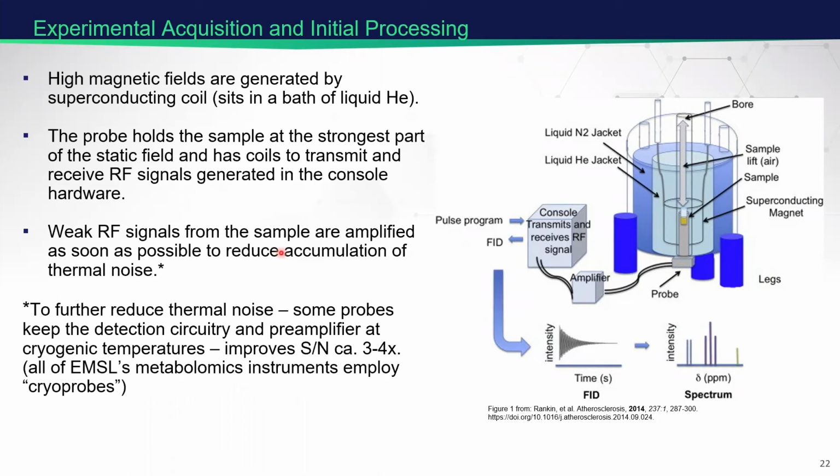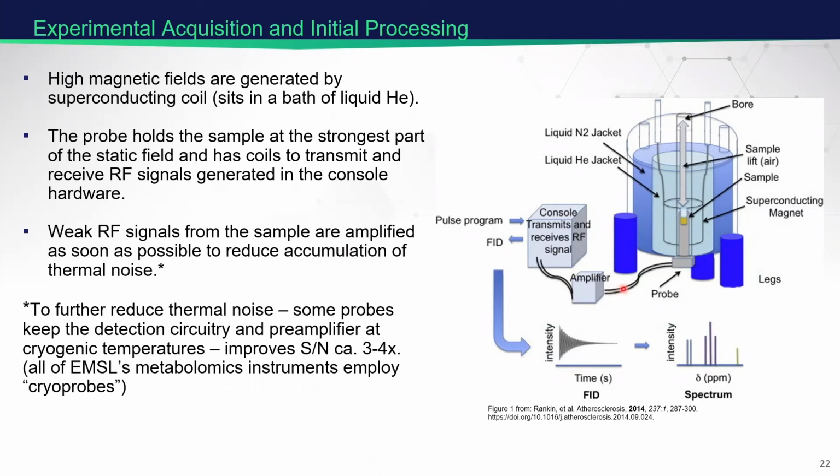Now the probe that the sample goes in is usually inserted in the bore of the magnet, and it holds the sample at the strongest part of the static field. And it has coils to transmit and receive the radio frequency signals that are generated in the hardware over here. Now, the signals that we're reading back from the sample are extremely weak, so they have to be amplified. And you want to do that before thermal noise can accumulate, so you're not amplifying that too. And so the amplifier is usually located close to the probe.